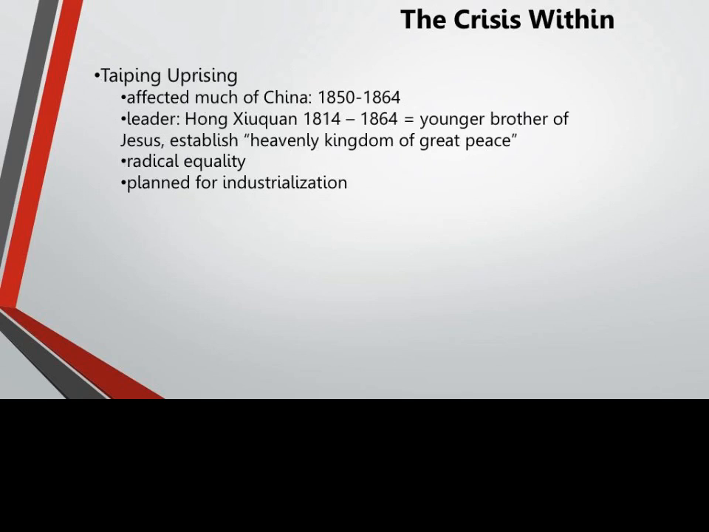Okay, the Taiping Rebellion. The Taiping Uprising or Taiping Rebellion is really a culmination of China's internal crisis. It affected a large portion of China from 1850 to 1864. And their leader claimed to be the younger brother of Jesus. He said that he was sent to establish a heavenly kingdom of great peace. He called for radical equality and even planned to industrialize China.